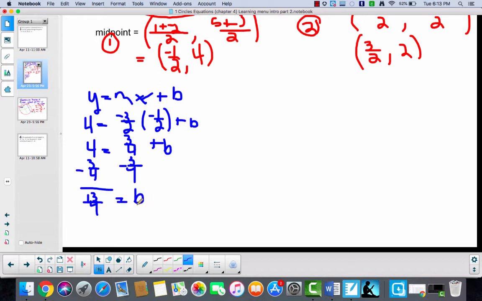Now don't forget to go back and write the equation of your line. So y equals, we're going to use that slope of negative 3/2, x, and then plus my b, 13/4.